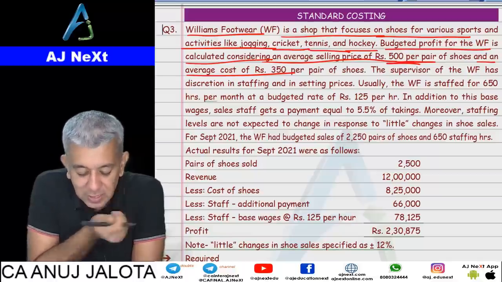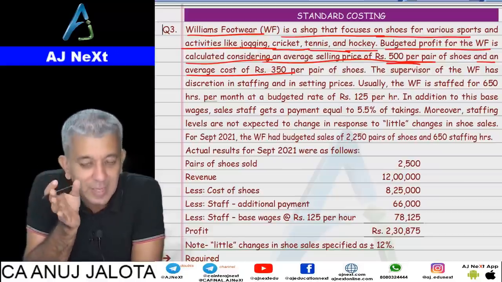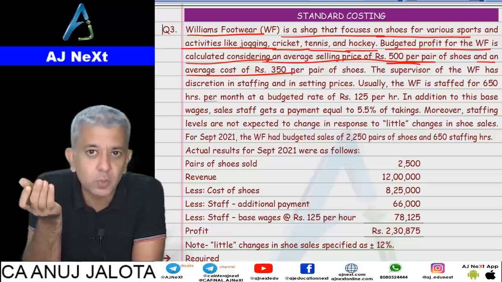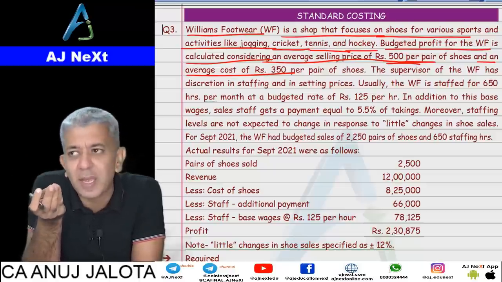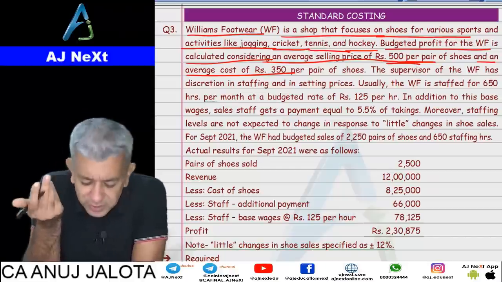So in this case, those guys have calculated some budgeted profit. In that budgeted profit they have taken the selling price as 500 and the cost of the shoe as 350. So in the cost of the shoe you will have all the types of cost here: your material, your labor, your variable overheads and so on.